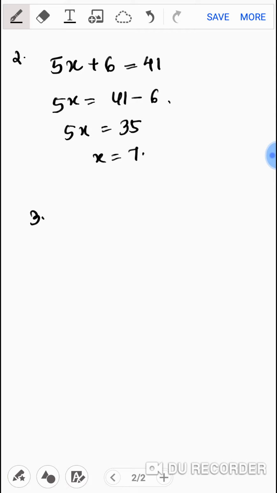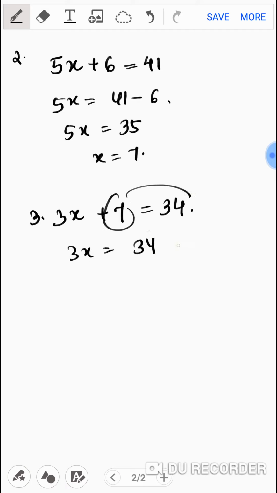Problem number 3. I think of a number, multiply it by 3 and add 7. The answer is 34. So you have to solve it. 34, this 7 will go there into subtraction and you will get something like this. So that were your 3 problems. I'll be giving you the task.